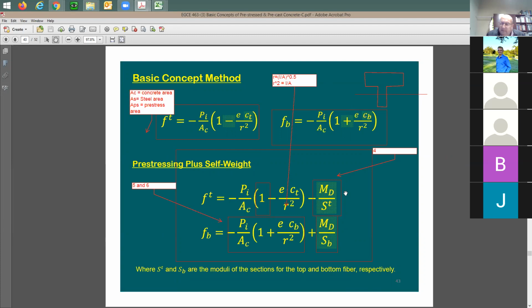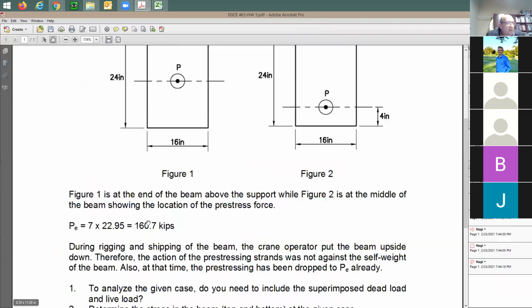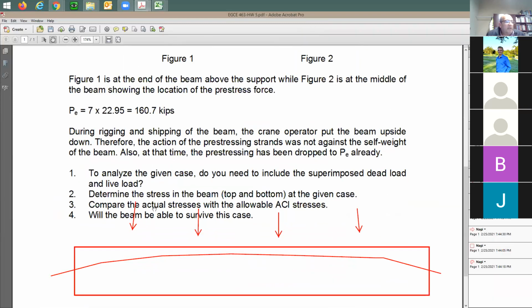This is great. Now you understand this section. You understand the stresses and direction. Now, after you do the stress top and bottom, do you think that this beam is going to be in good shape after all of this? So it says here, compare the actual stresses. What do you mean actual stresses? Determine the stresses top and bottom, those would be the actual stresses. Compared to what? To the allowable ACI stresses.